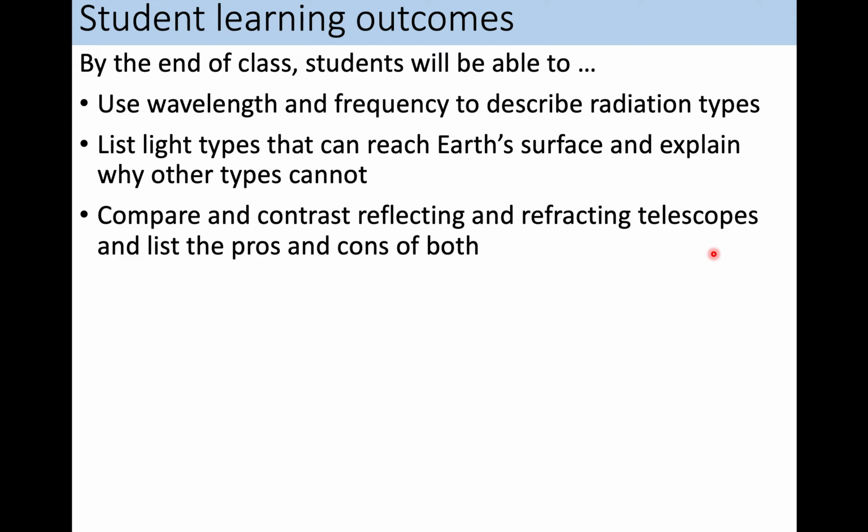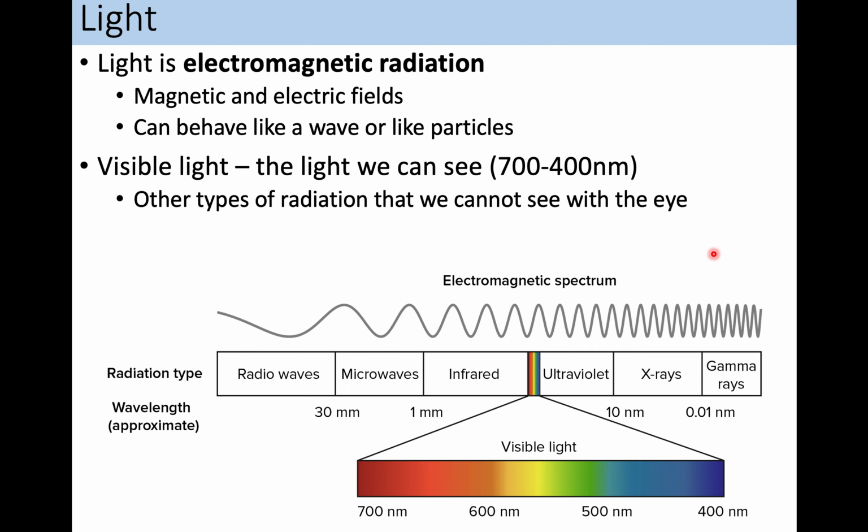And then we will look at the two main types of telescopes, being reflecting and refracting, compare and contrast, and then also look at the positives and the negatives for using either of those types of telescopes.